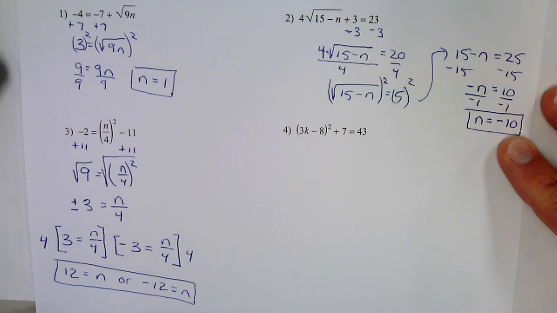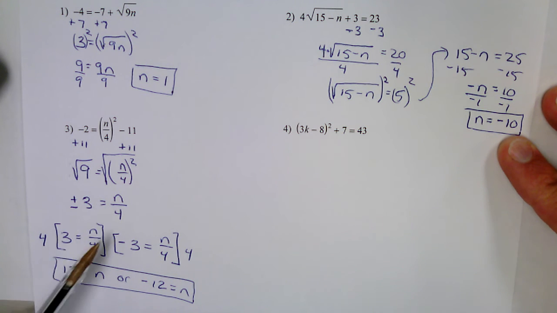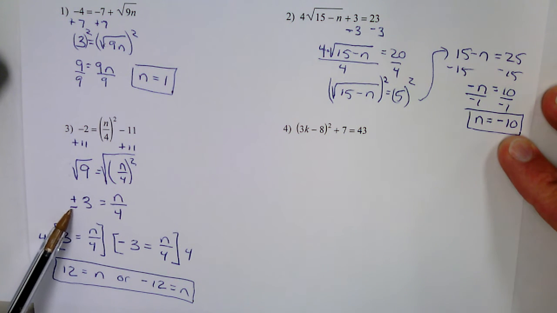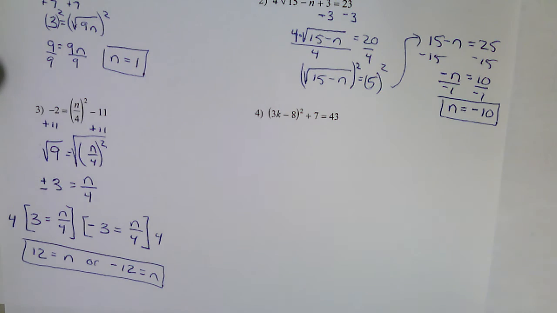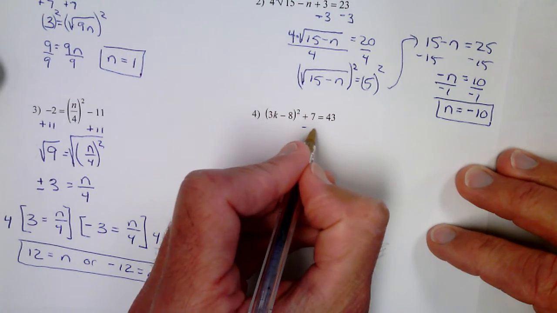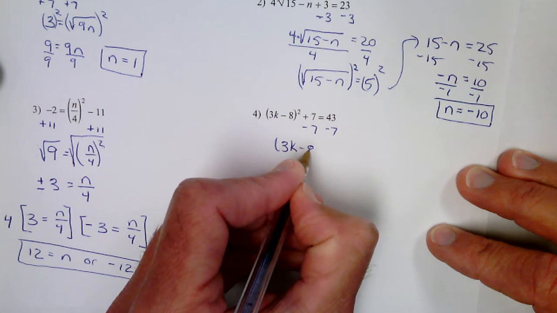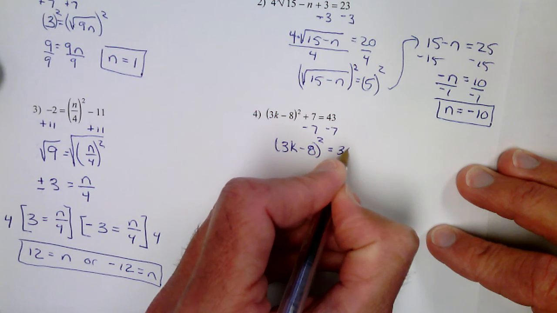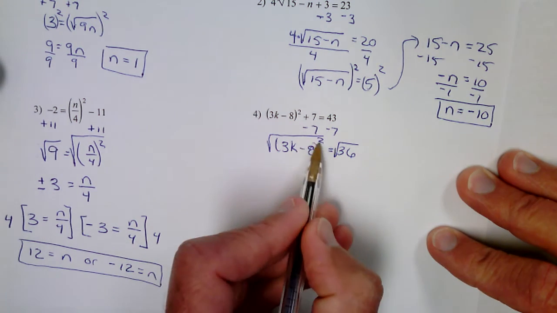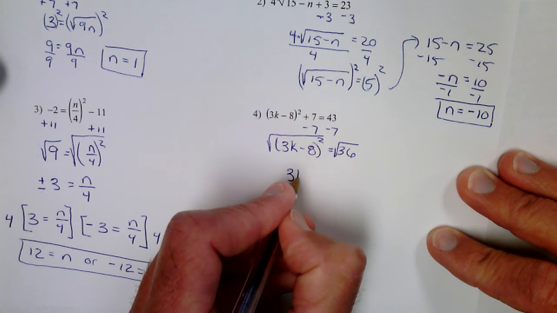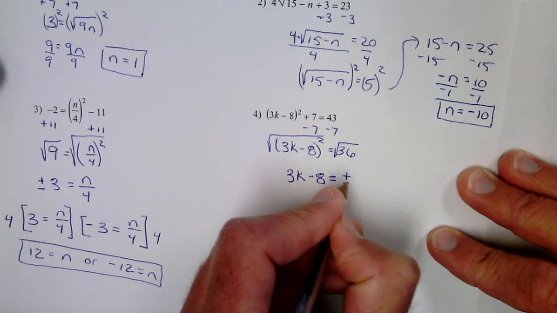Okay, so there's that. Remember, the key here is that when you take the square root of a number like this, only when we're solving equations, not when we're doing simplifying or the multiplying, when we're solving equations, we have to remember that it's a plus and a minus. Last example, over here, we're going to subtract 7 from both sides. That's on the outside. So I have 3k minus 8 squared equals 36. Again, I'm going to square root both sides to get rid of my square. And then 3k minus 8 equals, the square root of 36 is plus or minus 6.